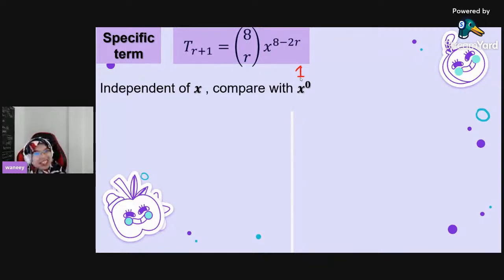Okay, so now let us compare then. So this is x to the power of 8 minus 2r. We are going to compare them with x to the power of 0. So by comparing, we should compare your index.